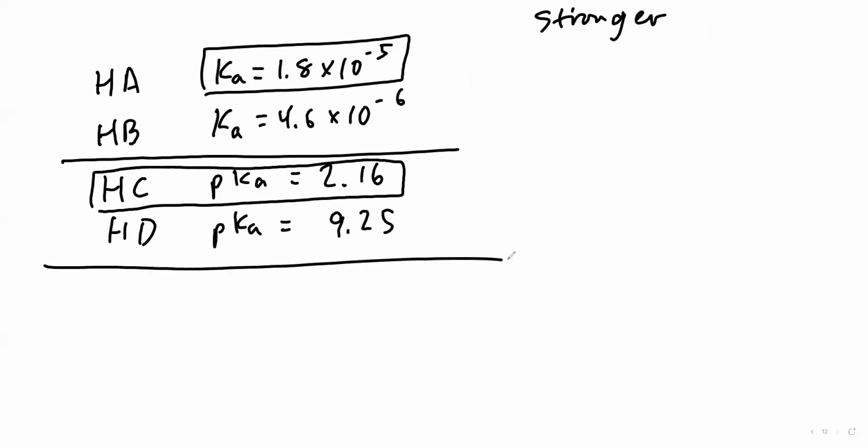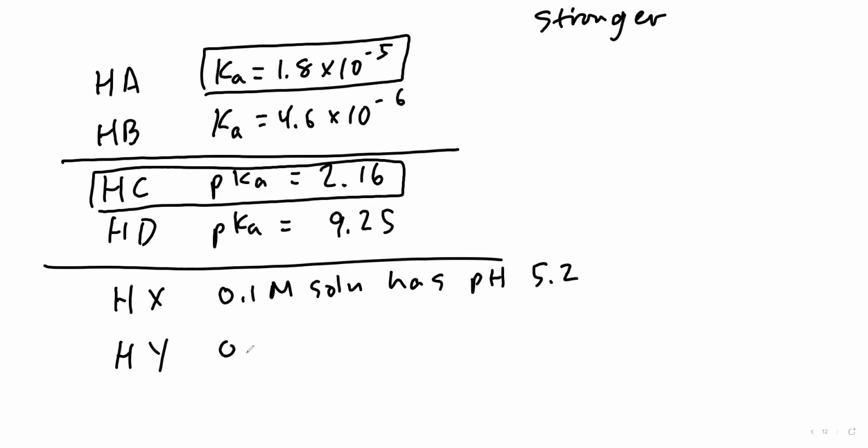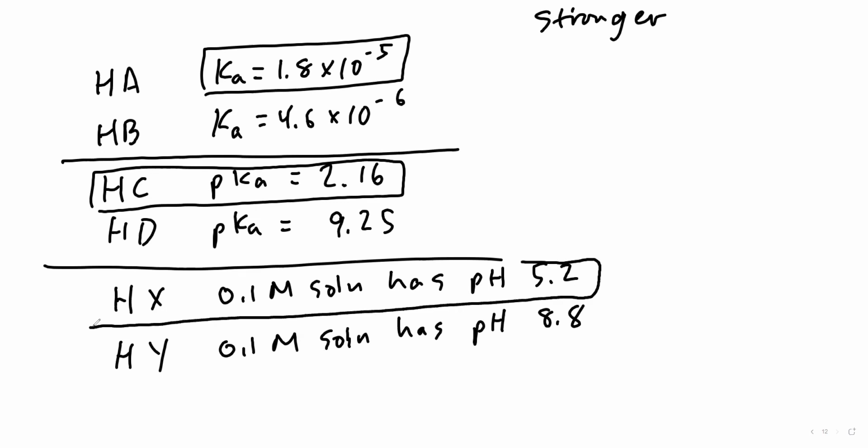Finally, if we wanted to compare a couple of last acids, let's call them HX and HY, and we know that a 0.1 molar solution of HX has a pH of 5.2, whereas a 0.1 molar solution, same formal concentration, of HY has a pH of 8.8. What we can reason out logically is that acid HX must be more dissociated because it produces more H plus and gives us a lower pH. Acid HY must be less dissociated, therefore it's got to be weaker. So our stronger of the two acids is the one that makes the more acidic solution.